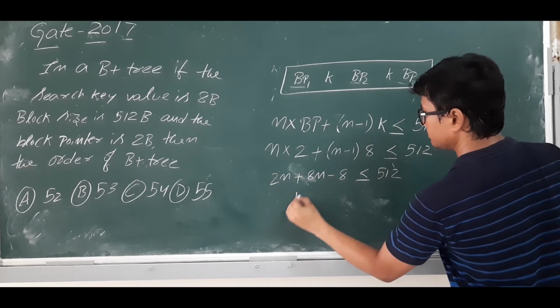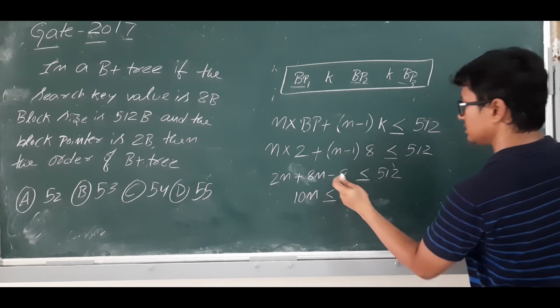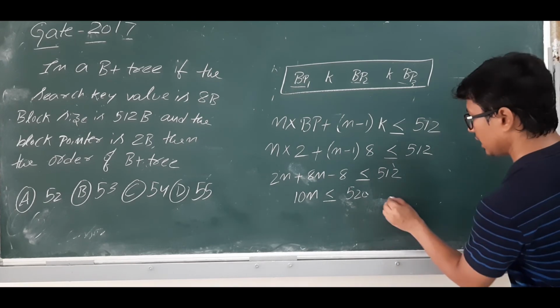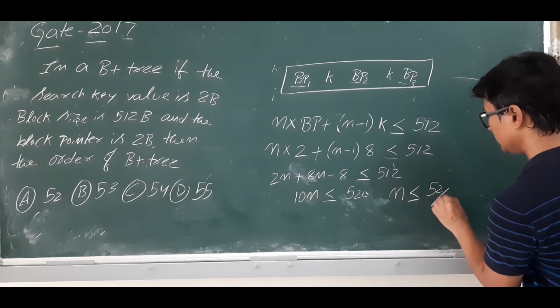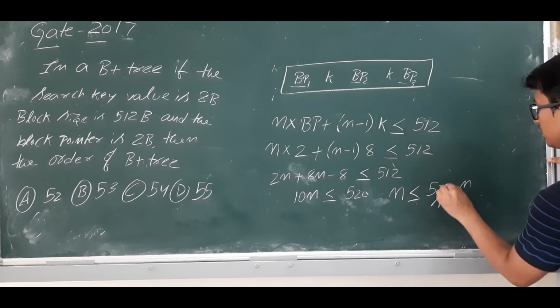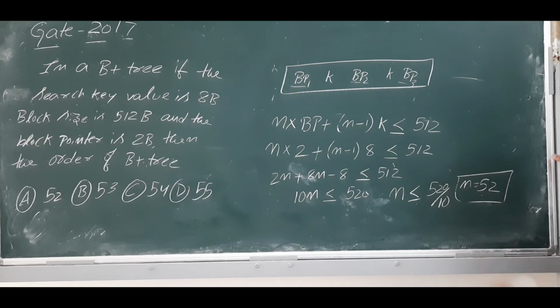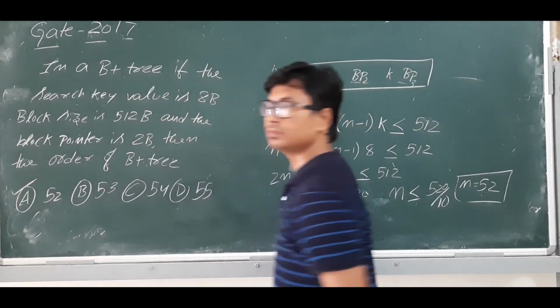So this is 10n is less than or equal to 520, because the minus 8, when it comes to this side, becomes plus 8. So the n value is less than or equal to 520 by 10, so n is equal to 52. So what is the right answer? The right answer is 52.